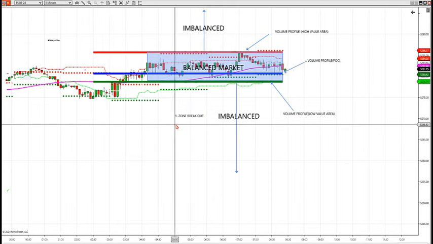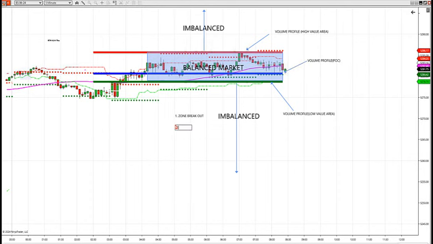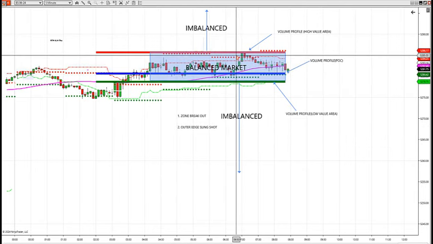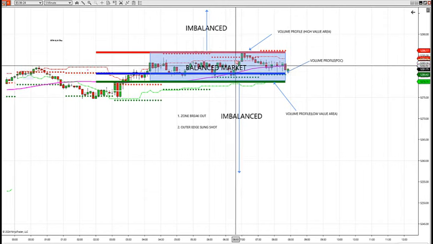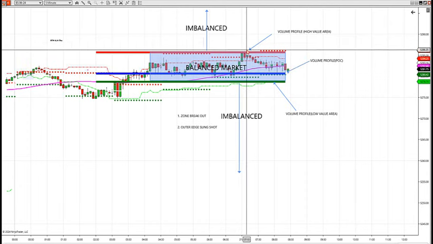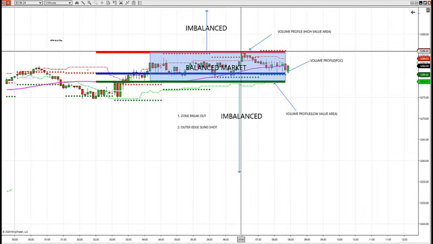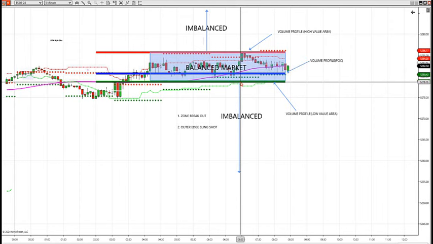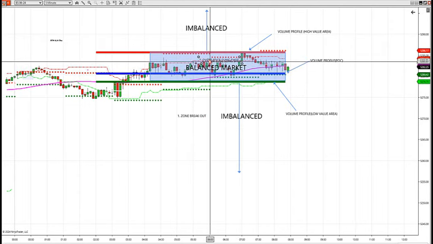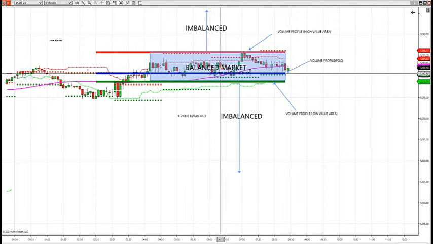The second setup we have is an outer edge setup, outer edge slingshot. Now the outer edge slingshot, it's okay to be inside of a balanced market because it can come up and get outside our outer edge zones that's been tested over 30 years and look for a short setup right at this high or a buy setup right at this low. So it's okay to be in an outer edge setup inside of the zone.